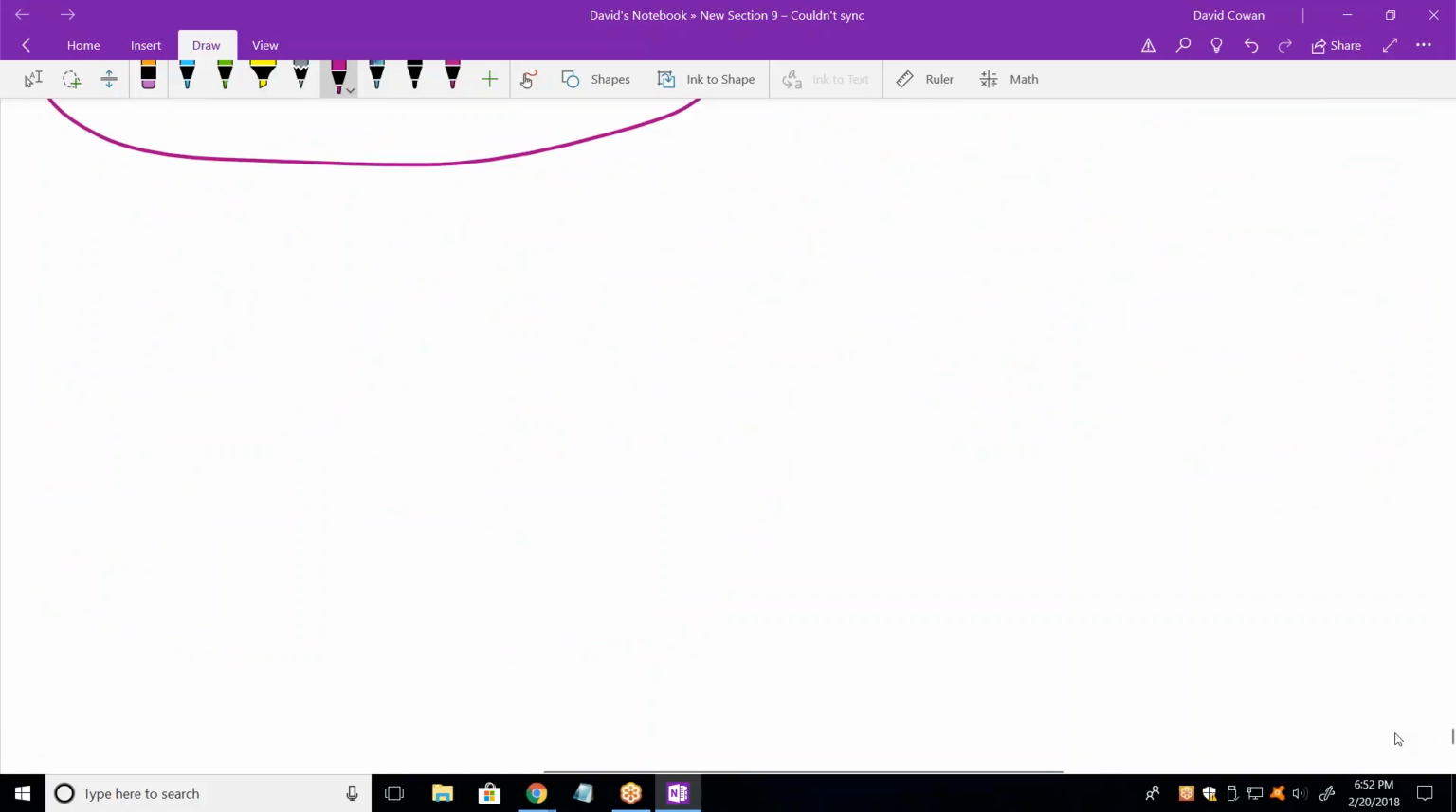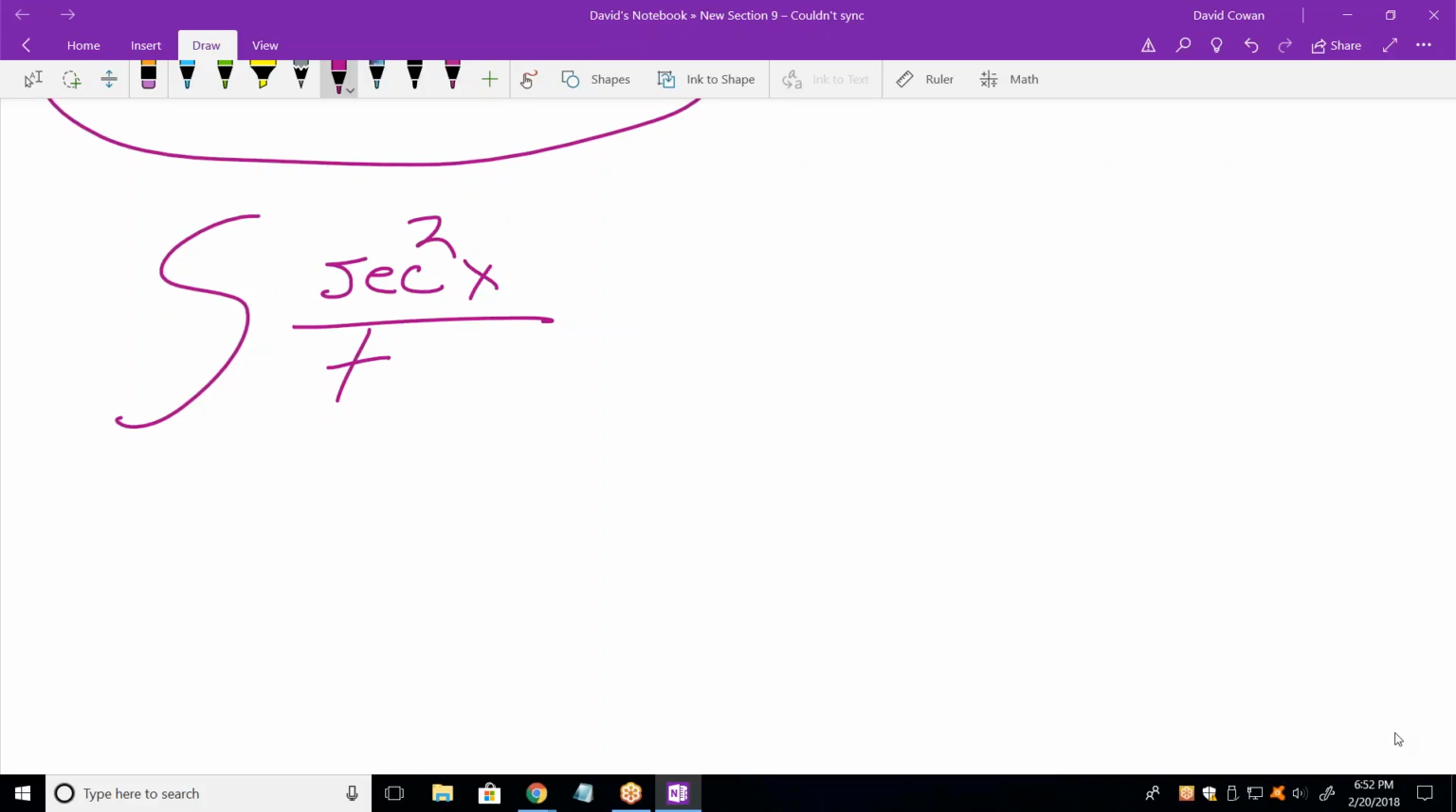What else? We've got time probably for one more. Let's see here. Have they given you any trig? I gave you a trig one, but I don't know if they've given you any. Let me see if I can find one. Okay, here's one. Secant squared of x over tangent cubed of x. That's it? Yes.